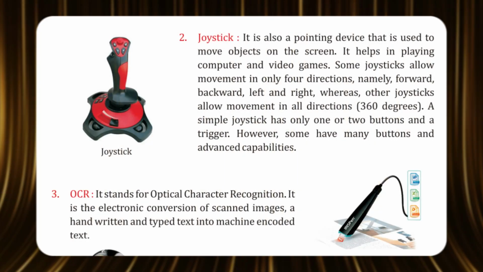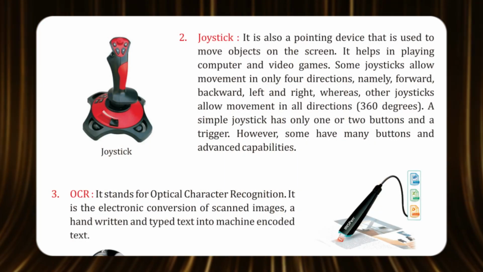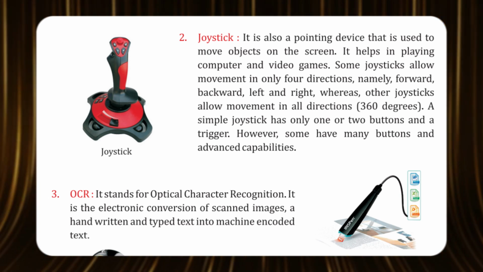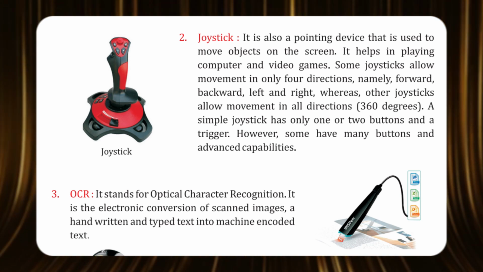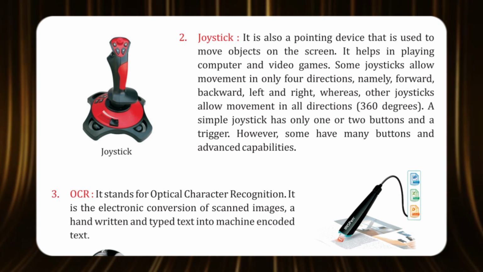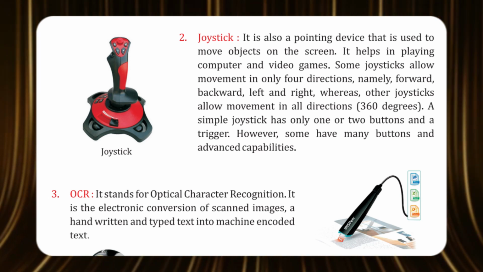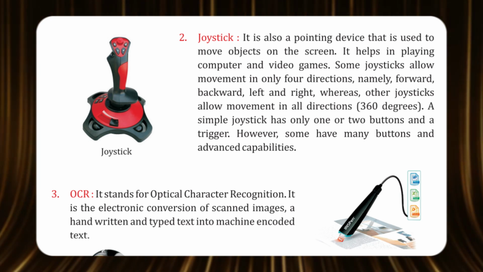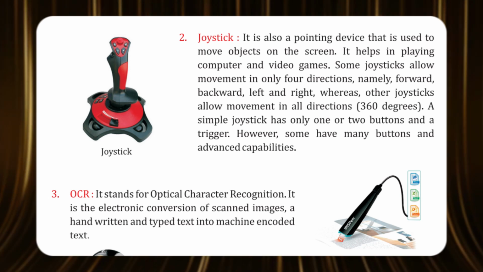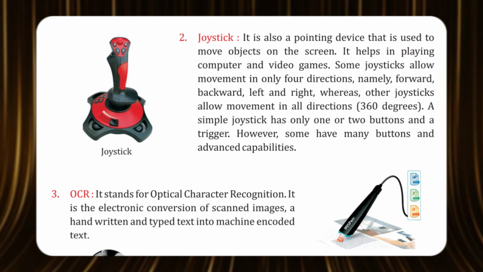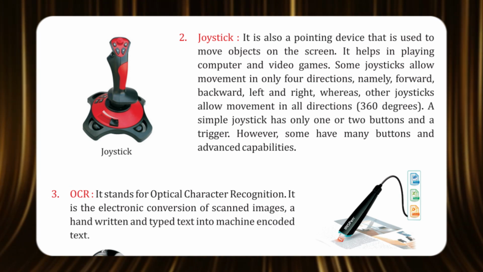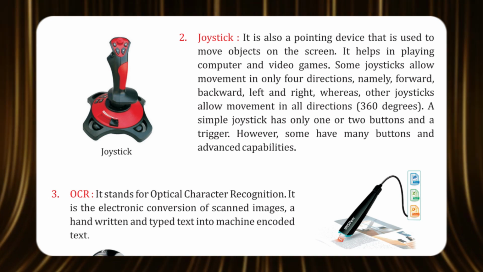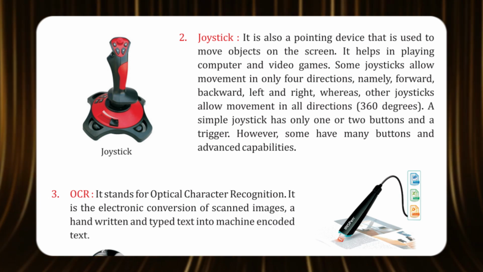2. Joystick. It is also a pointing device that is used to move objects on the screen. It helps in playing computer and video games. Some joysticks allow movement in only 4 directions, namely forward, backward, left and right, whereas other joysticks allow movement in all directions, 360 degrees. A simple joystick has only 1 or 2 buttons and a trigger. However, some have many buttons and advanced capabilities.